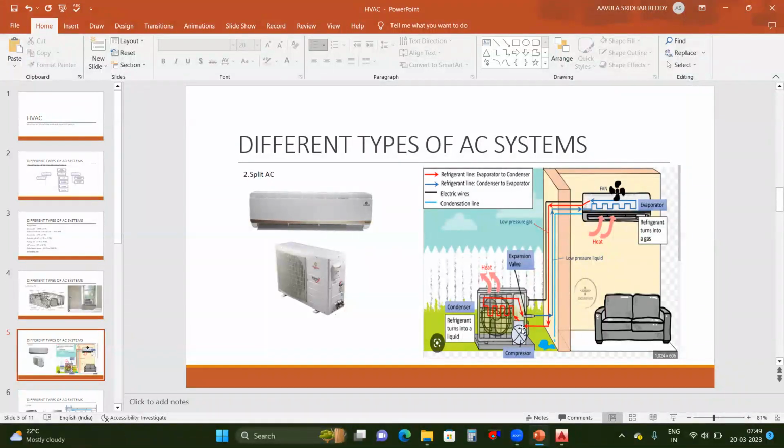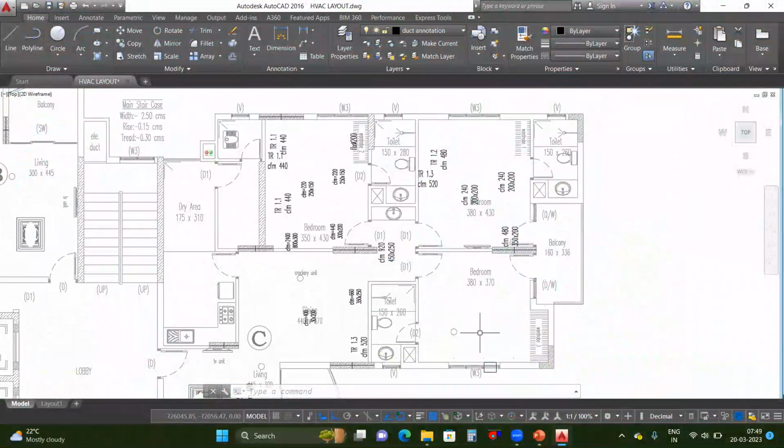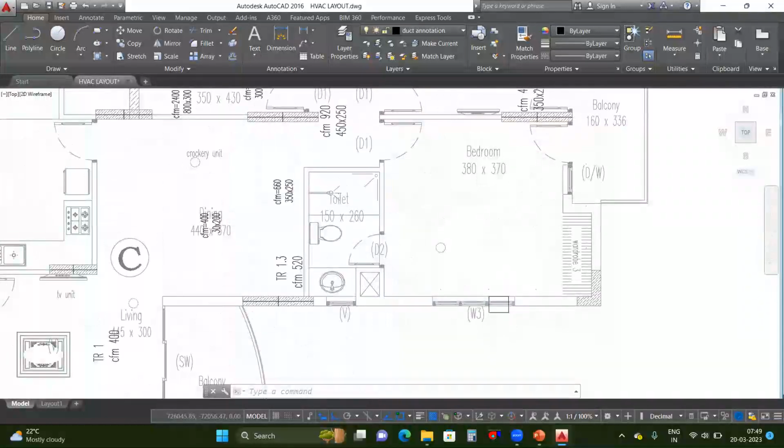Okay, so if you see here, we have placed the indoor unit on the wall side. So we have hanged it to the wall. So this kind of split ACs we can hang onto the wall, and outdoor unit we can place it at the outdoor placement. Okay, so we generally know that you might use this kind of split ACs. So if we want to place this, we can place it anywhere. So this is the advantage of this split AC.